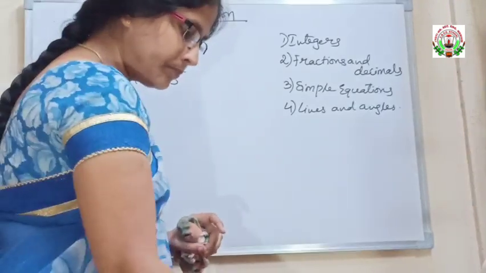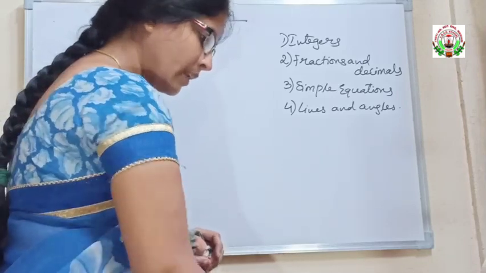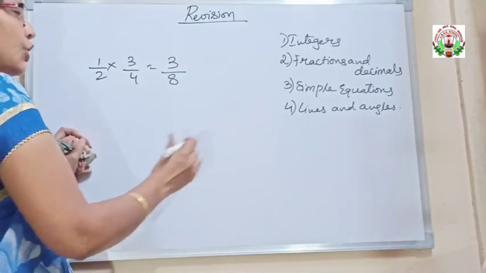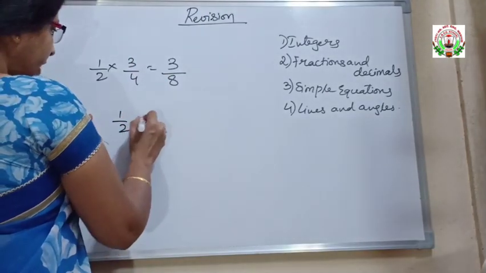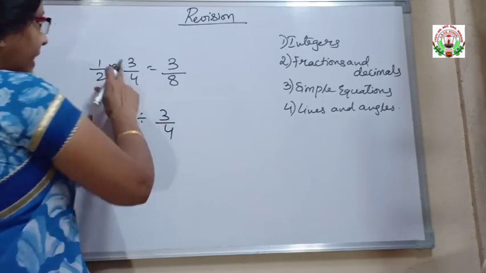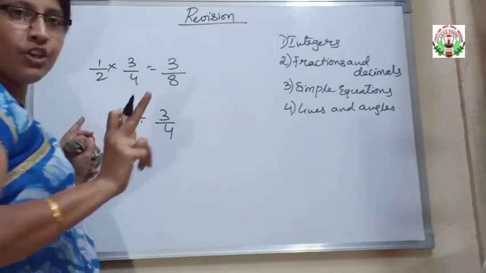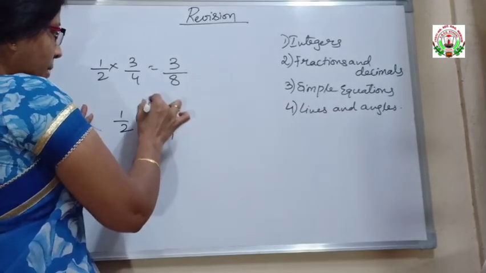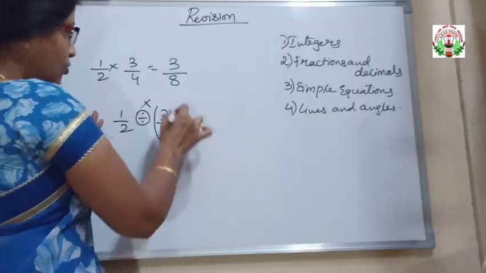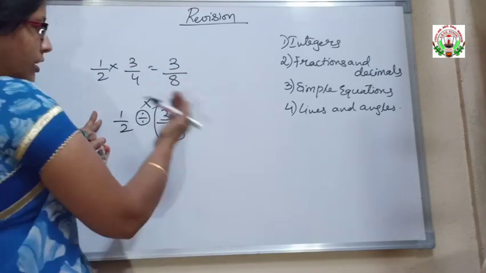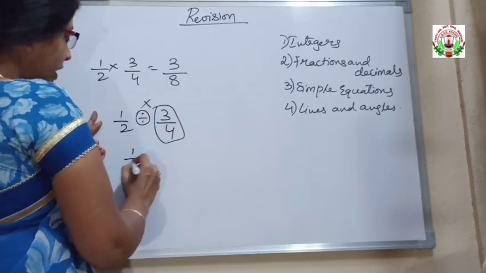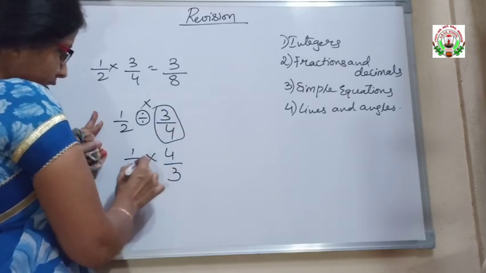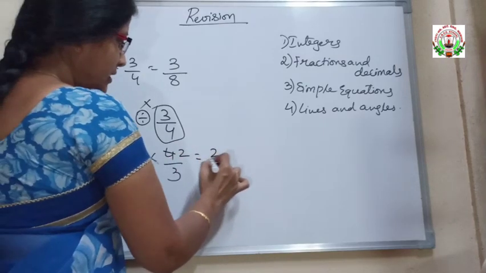Next one is when you want to divide 1 by 2 divided by 3 by 4. I am taking this example only. When division of fractions is given, you have to change the divide sign into a multiplication sign. For that, you write the reciprocal of the fraction on the right hand side of the divide sign. So it will be 1 by 2 into 3 by 4, reciprocal is 4 by 3. 2 ones are 2, 2 twos are 4. So the answer is 2 by 3.